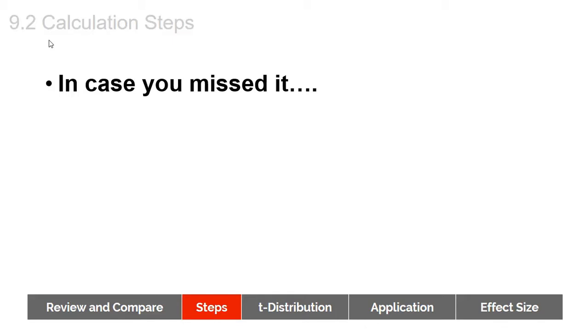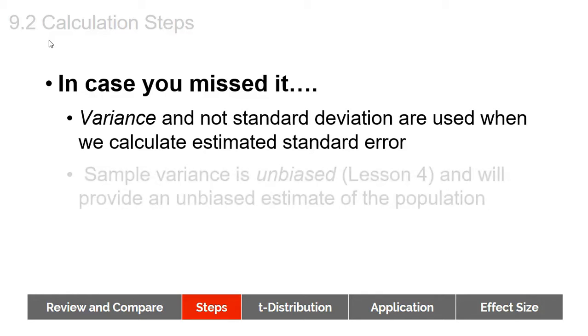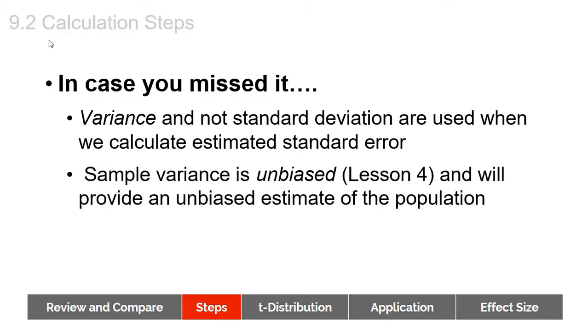So in case you missed it, in all of these calculations, we've been using variance and not standard deviation when we are calculating the estimated standard error. And previously with the z-test, we used standard deviation. And sample variance in this case is unbiased. It's providing an unbiased estimate of the population. And we make it unbiased by having n minus 1 in the denominator. So those are two things to just keep in mind: that we're shifting into using variance in our standard error formula, and this variance is unbiased.